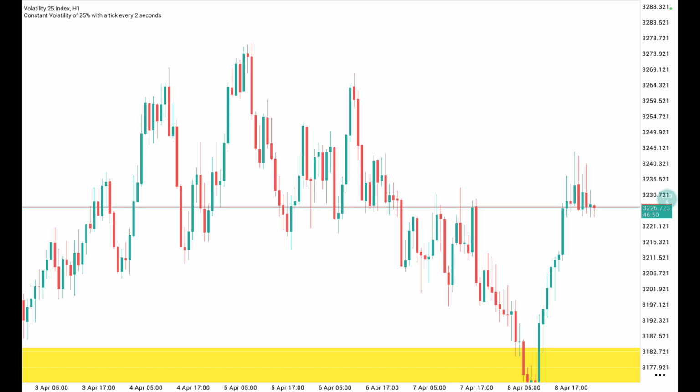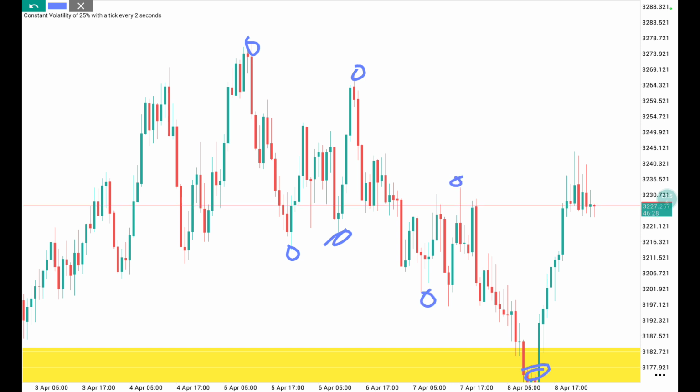Market structure is the skeleton of the market. As the market moves, it leaves structures, you see. And traditionally, we call them support and resistance zones. It's resistance zone, support zone, resistance zone, ceiling and floor of the market. That's what they used to tell us.